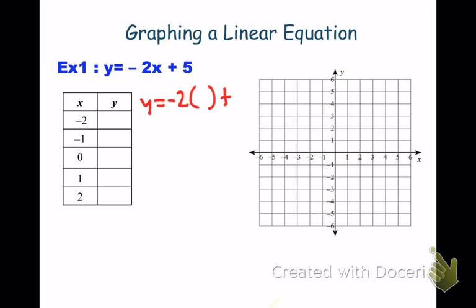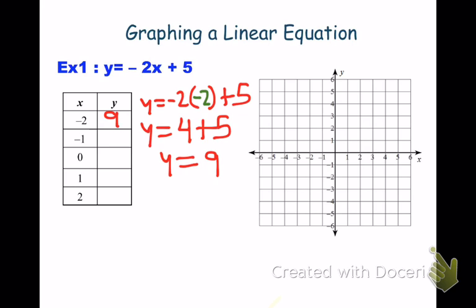I'm going to substitute the number -2 in here. Make sure you write this out. I'm going to be looking for this on your notes and on your classwork later. So now that we've substituted the number -2, we're going to go y equals -2 times the -2 is a positive 4 plus 5, and that gives me 9.